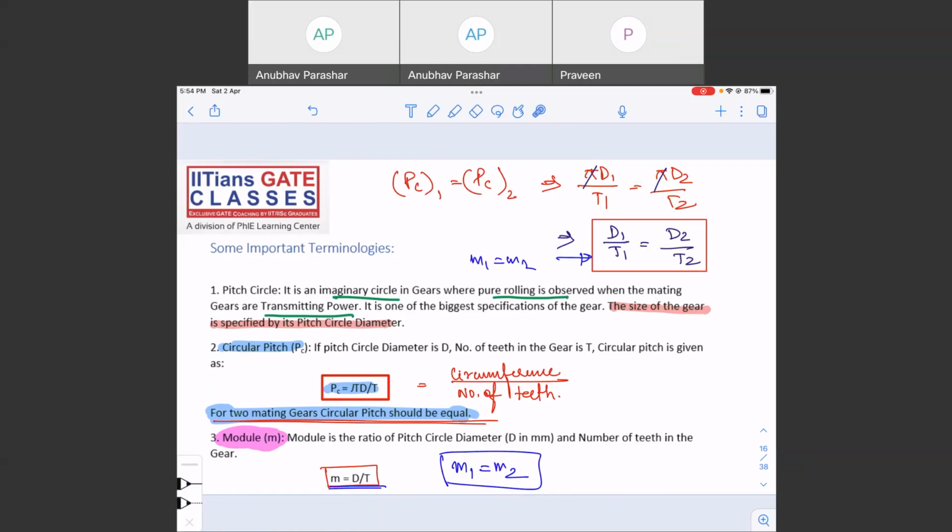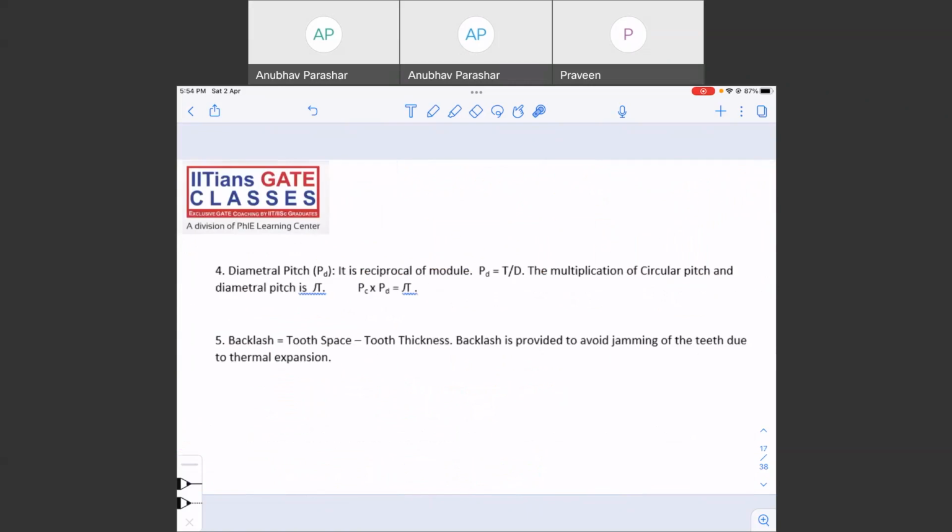So you can write module, that is d by t, of two mating gears should be equal, right? So always remember, for solving any question with respect to gears, there's something very important. The module of two mating gears should be equal.